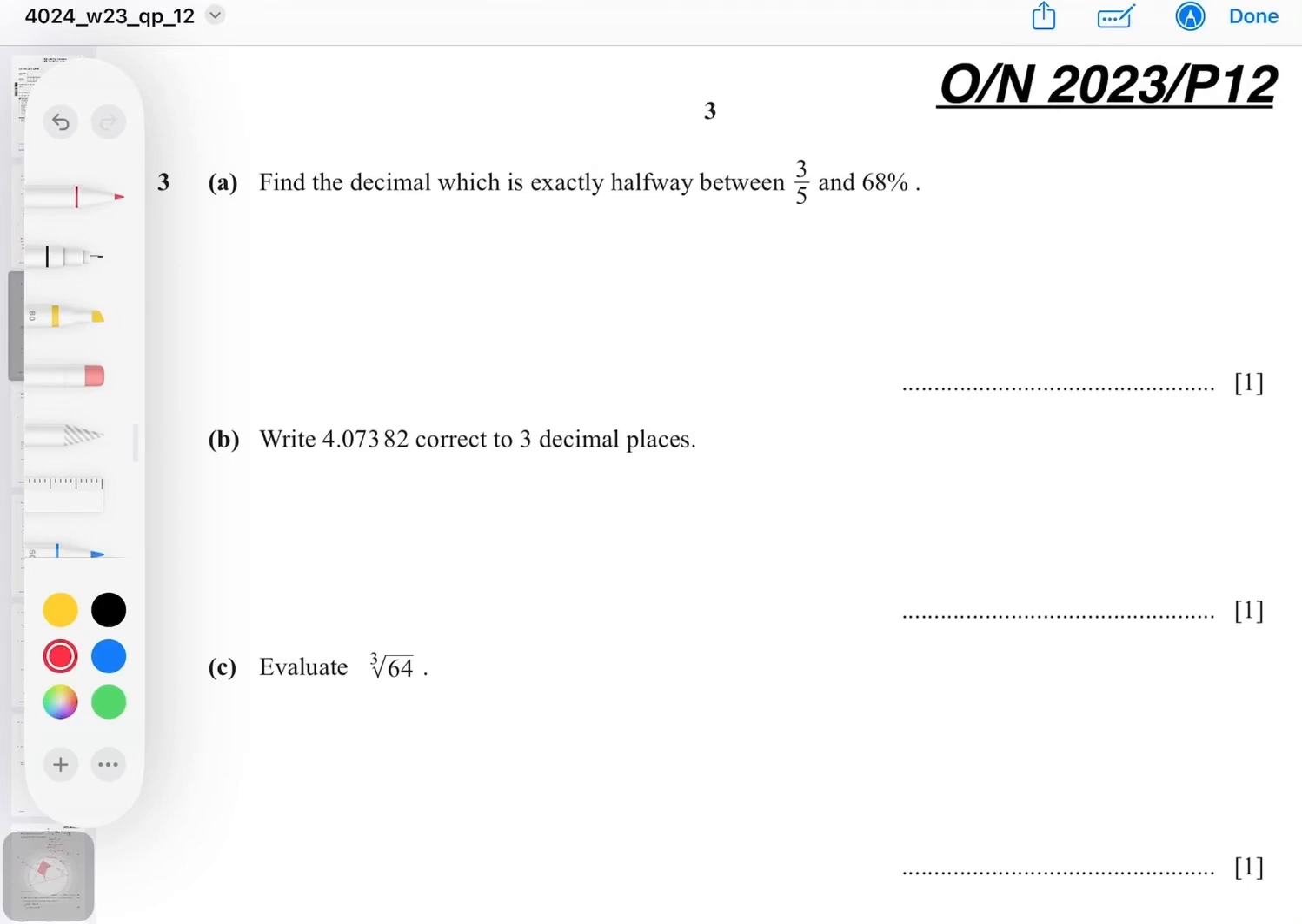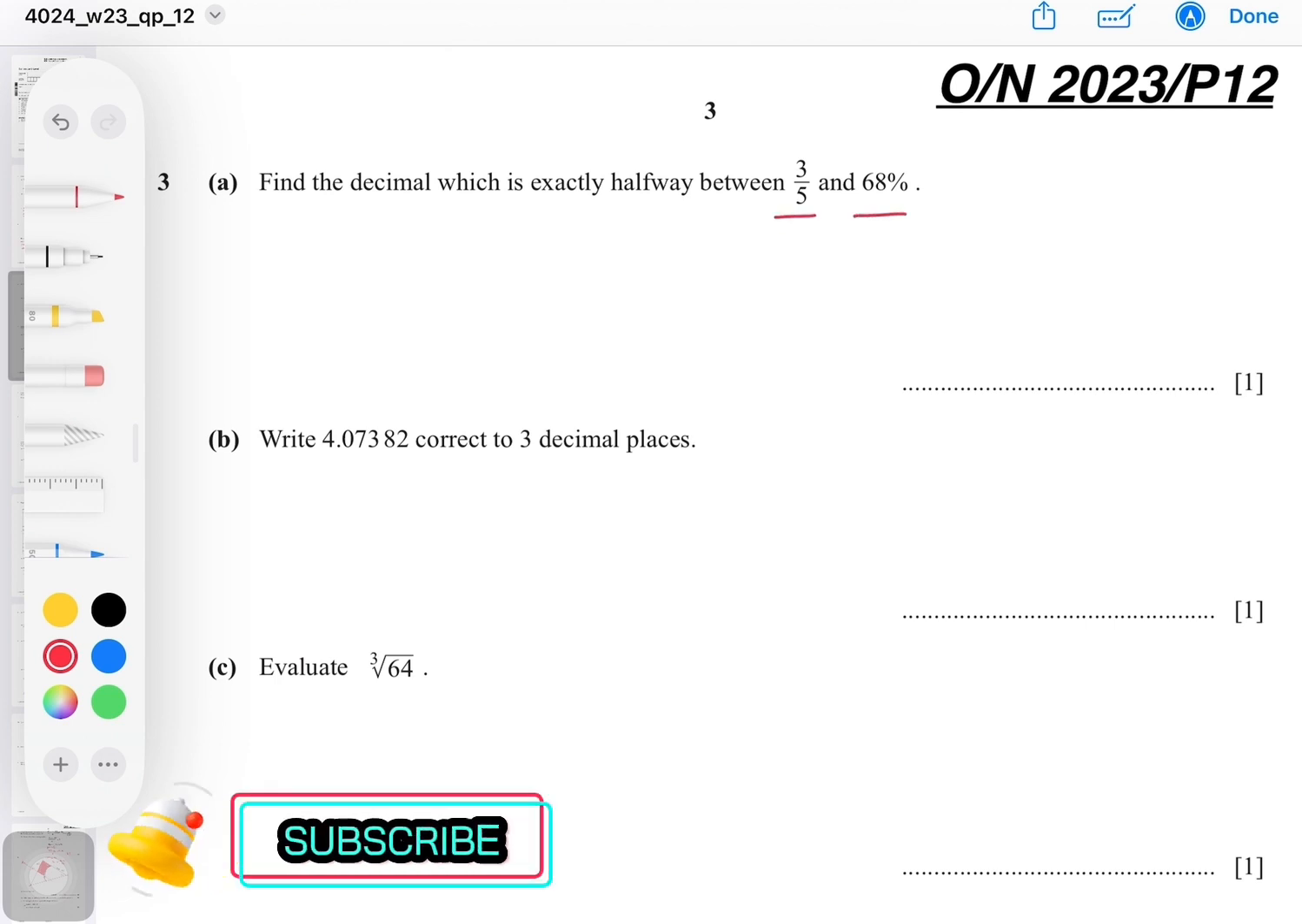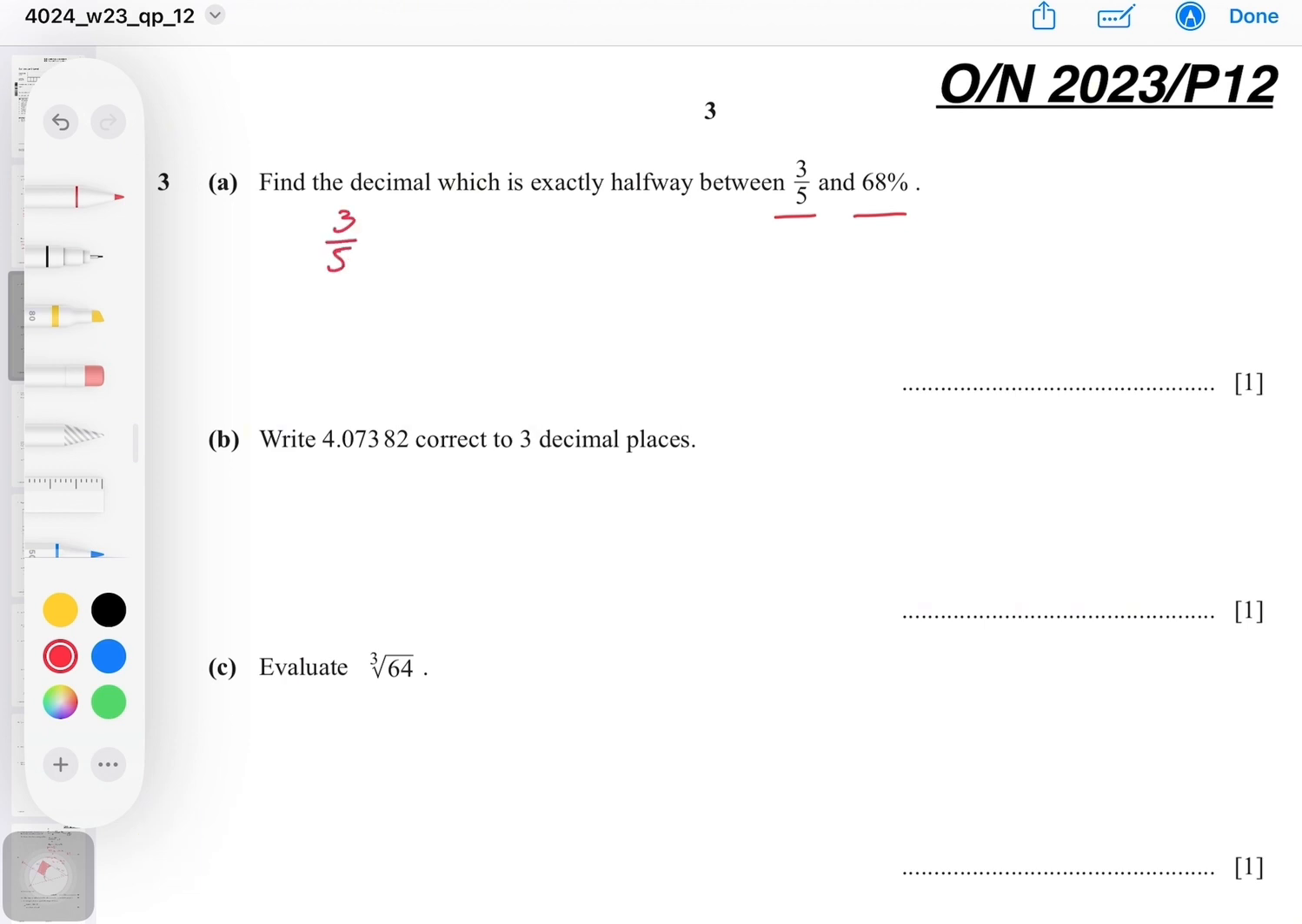Question number 3, part A. Find the decimal which is exactly halfway between 3/5 and 68%. So first of all, I will convert 3/5 into percentage. So 3/5 multiplied by 100. After cancellation step, I'll get 5 times 1 times 20 is 100. It will be 60%.